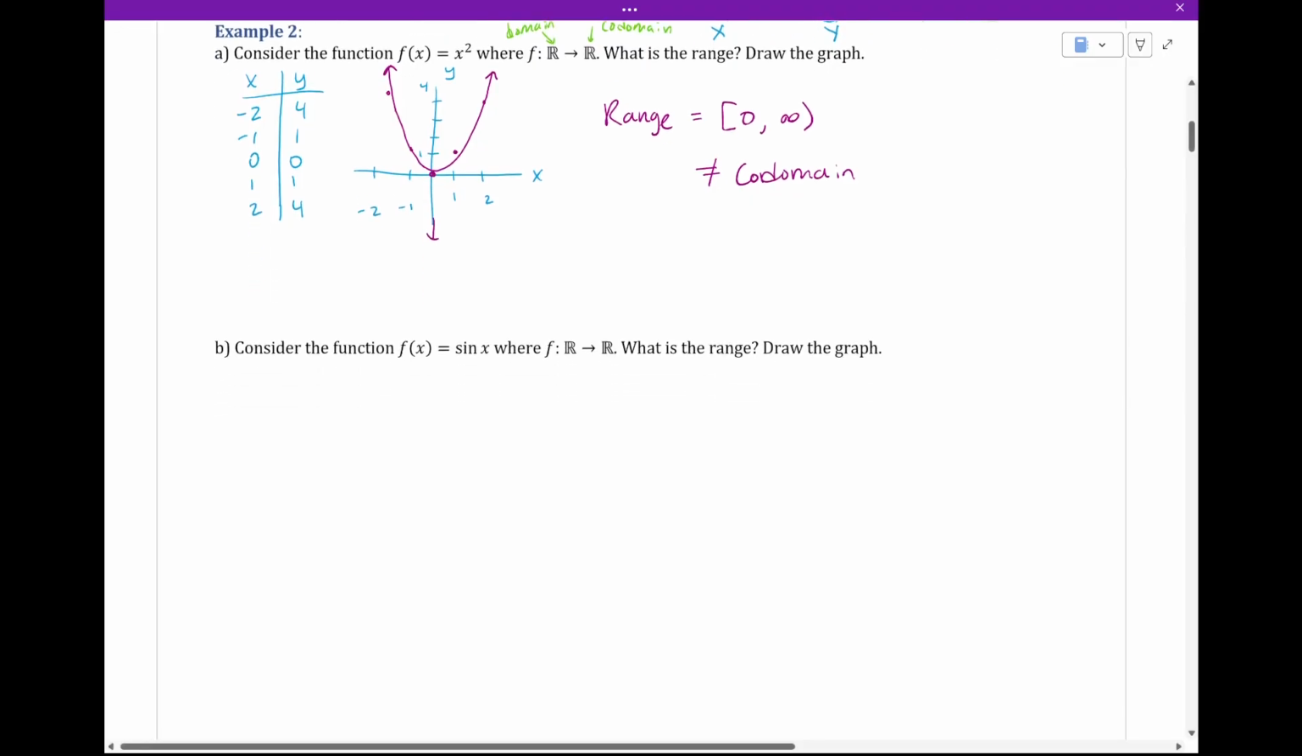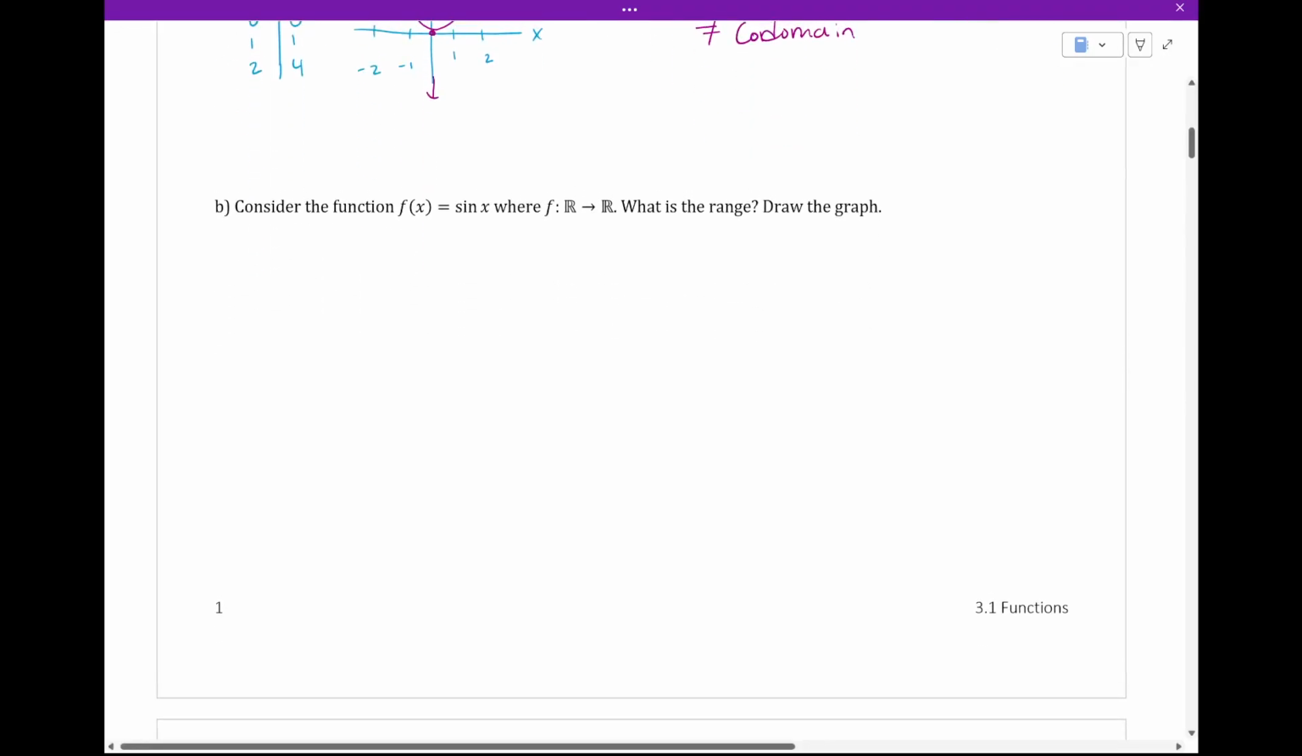Let's take a look at B. Consider the function f of x equals sine x, where our function goes from real numbers to real numbers. What is the range, and draw the graph? So sine function is a periodic function. It's a wave. It goes between -1 and 1. It crosses the x-axis at pi and 2 pi.